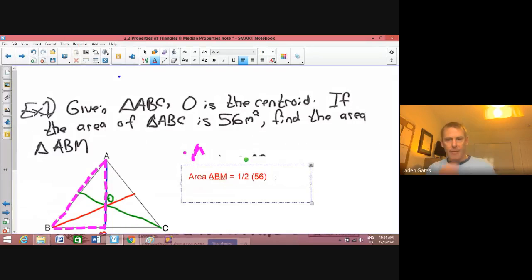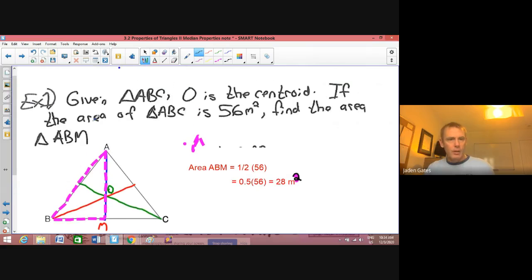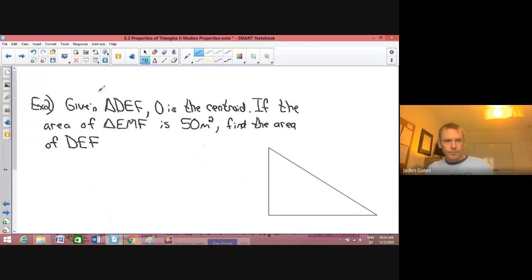So if I take half of 56 meters squared, so again, that would be 0.5. A decimal is just a division question that's not done yet. All right, so I take half of 56, and if I type that into my calculator, I believe I get 28. And again, that would be meters squared. There we go. All right, so that's an easy one. Again, just using the first property. We're going to get a little tougher here. Nothing too crazy. All right, example 2.